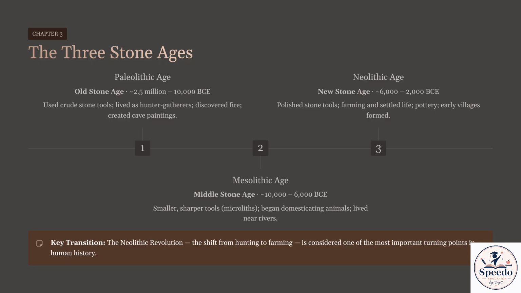The Neolithic Age, New Stone Age. Now we come to one of the most important periods in human history, the Neolithic Age or the New Stone Age. This age is often called the agricultural revolution because people learned how to grow crops instead of depending only on hunting and gathering. As farming developed, people started building permanent houses and living together in villages. This marked the beginning of settled life.